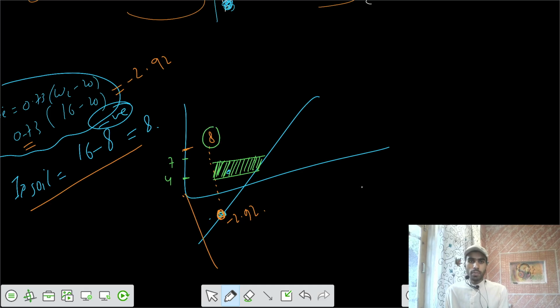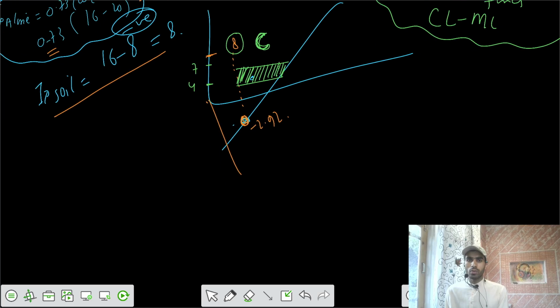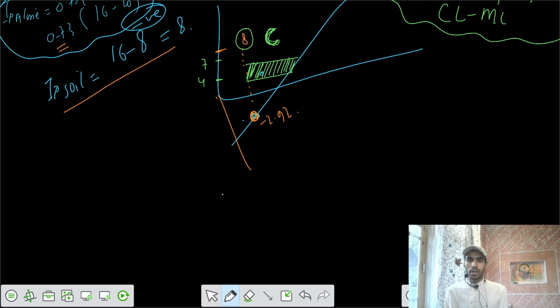If your value of IP is coming out to be 8, it's above that limit, so we can finally say that this is clay. We don't have to use the dual symbol for fines. That means we don't have to write that this is CL-ML. No, this is not the case here. Our solution would be that this is actually clay in the low compressible zone.